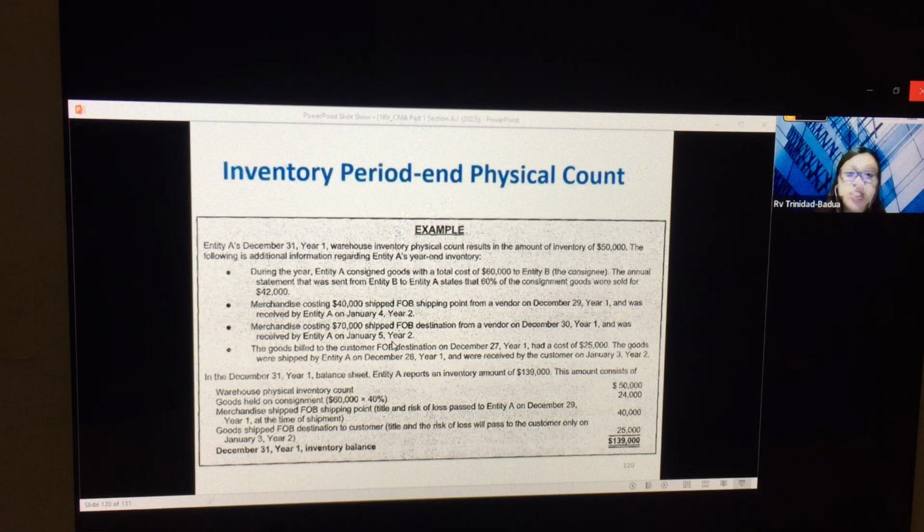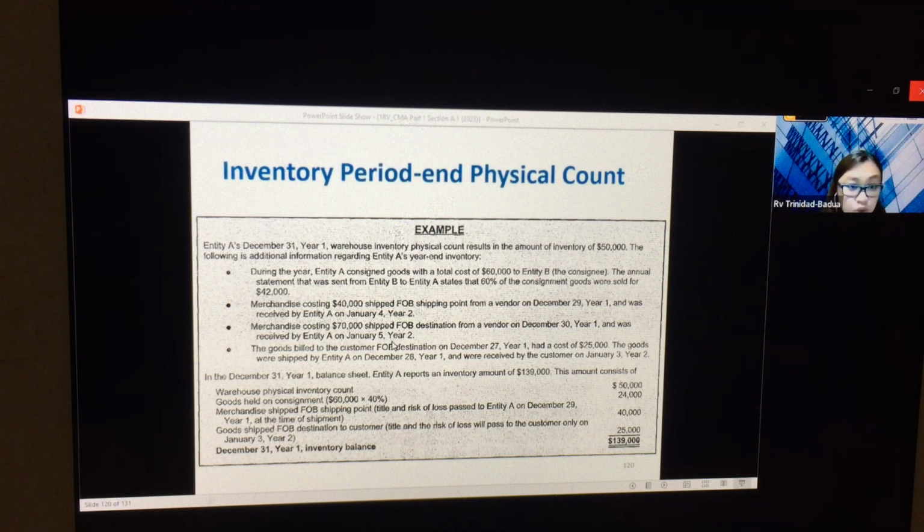You are the consignor, no? You are the consignor, ikaw yung nag-consign kay Entity. So, the consigned goods will still form part of your inventory. Ang sabi niya sa'yo, 60% was sold. Actually, ang 60% ng 60 was 40 to 40. So, yung difference niya na 24, naka-consign pa kay Entity. But again, ang magre-record na ng goods would be Entity A. So, dun sa unsold portion of the consigned goods, which is 24,000.